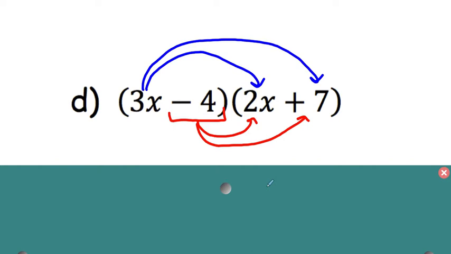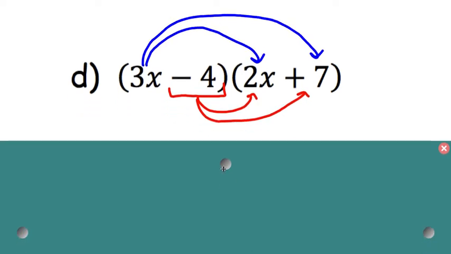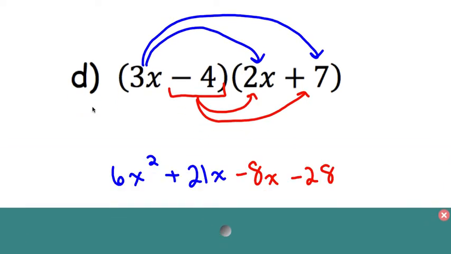Example D I have finished for you here. So let me just slide this down and I'll talk you through this. So again, 3x times 2x, 3 times 2 is 6. X times x is x squared. Next, 3x times 7 is 21x.